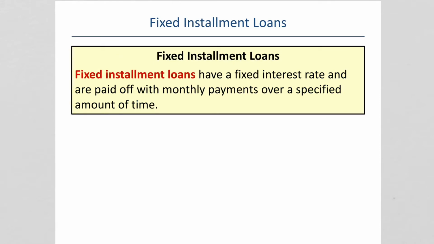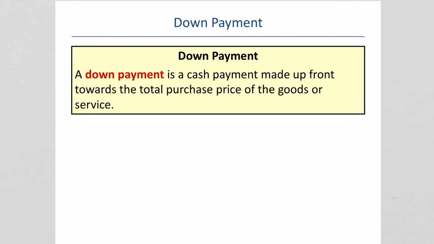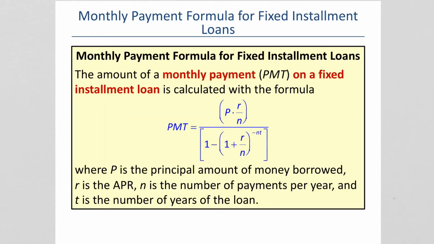Fixed installment loans have a fixed interest rate and are paid off with monthly payments over a specified amount of time. A down payment is a cash payment made up front towards the total purchase price of the goods or service. The amount of a monthly payment, PMT, on a fixed installment loan is calculated with this formula.